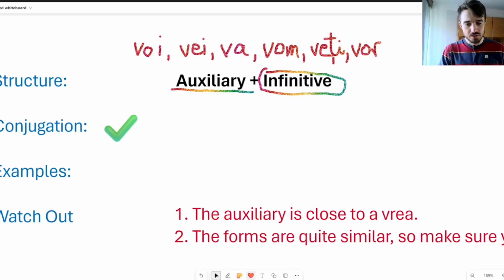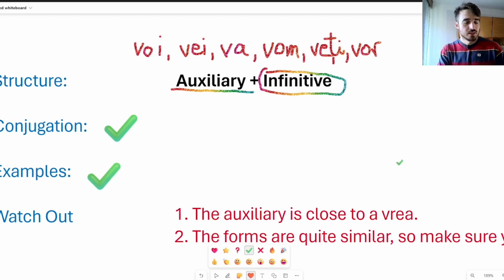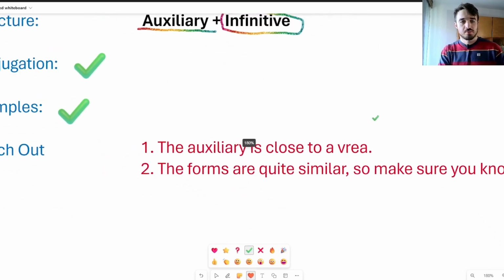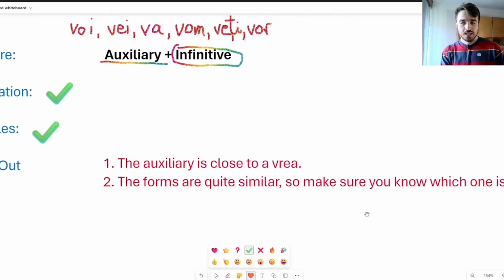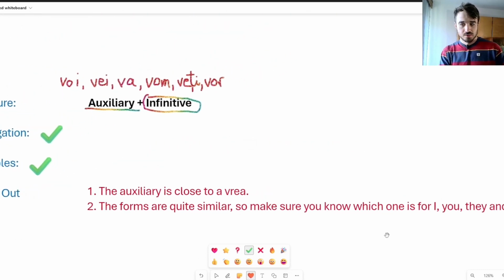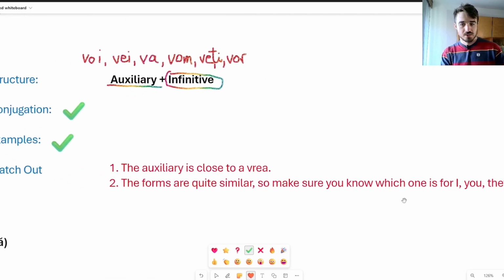So you will have the voi and infinitive every time you talk about an affirmative, an interrogative, or a negative sentence. We're not talking about objects or any kind of pronouns that will come in between the auxiliary and the verb right now. So coming back to the whiteboard, the examples are also done. I want to give a couple of really important tips here, some watch outs.